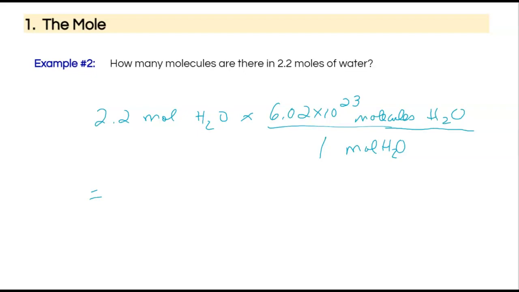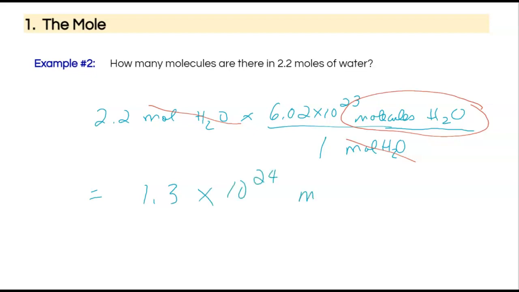And so looking at my unit analysis here, I can see that moles of water are going to cancel, and I'm going to be left with molecules of water. So I'm simply going to go 2.2 times 6.02 times 10 to the power of 23, which is going to give me a value that I'm going to round to 2 significant digits. I'm getting 1.3244, but I'm going to round that to 1.3 times 10 to the power of 24, and that is molecules of H2O. All right, I am on to the next question.